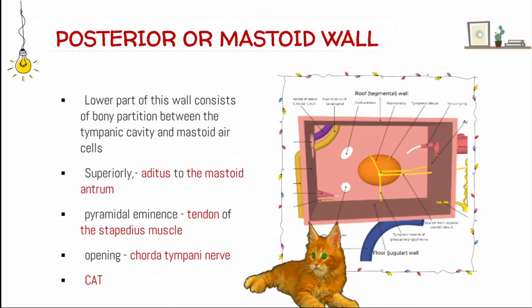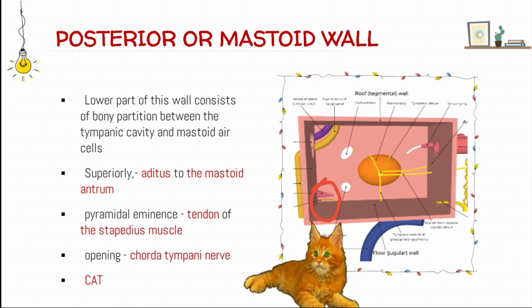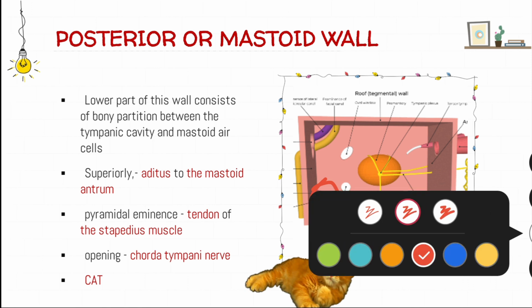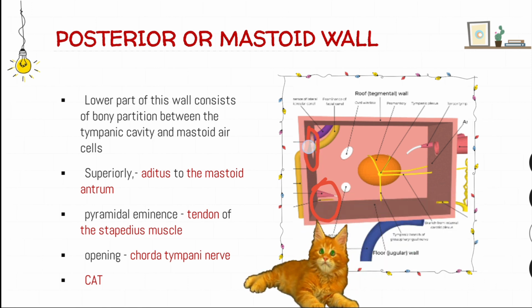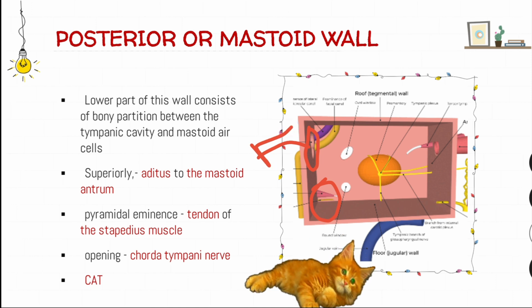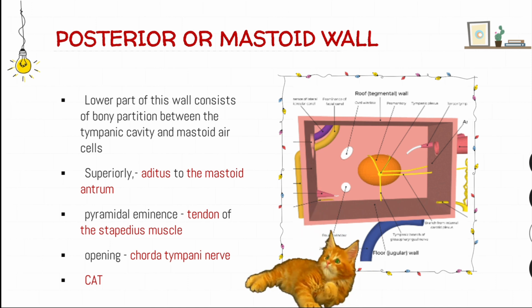Posterior or mastoid wall, imagine there is an opening for your cat's house or room there. So C for chorda tympani nerve, there is an opening for chorda tympani nerve on the posterior wall. A for aditus to mastoid antrum. Aditus meaning opening to the mastoid antrum superiorly, and T for tendon of stapedius muscle. There is a pyramidal eminence which is for the tendon of the stapedius muscle.